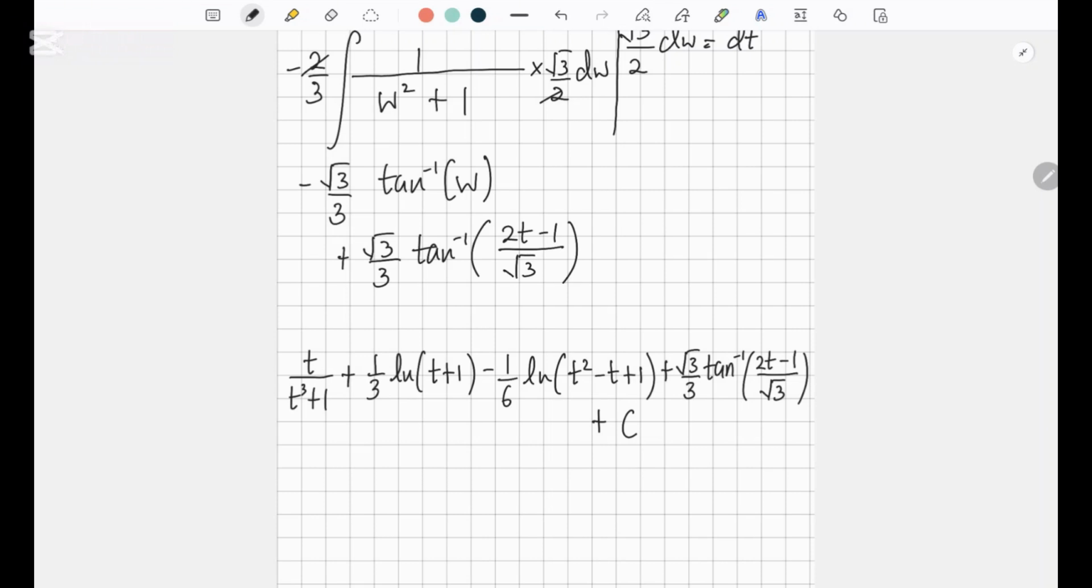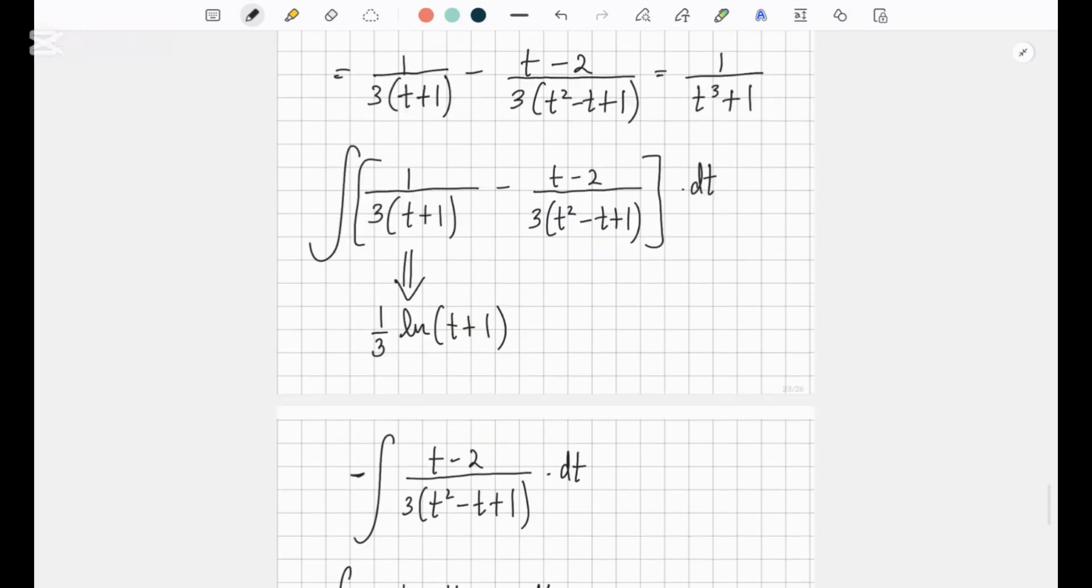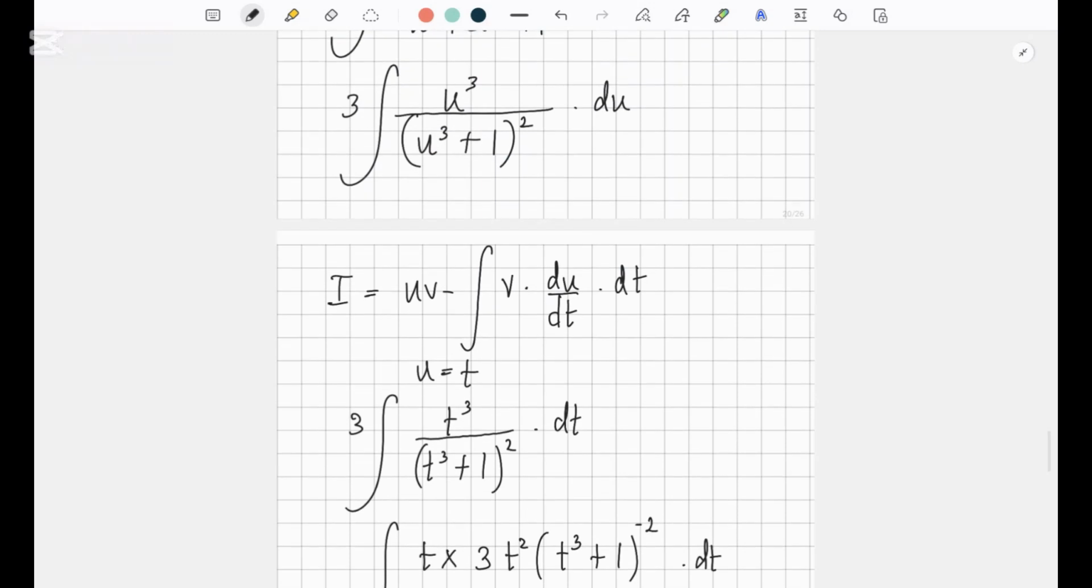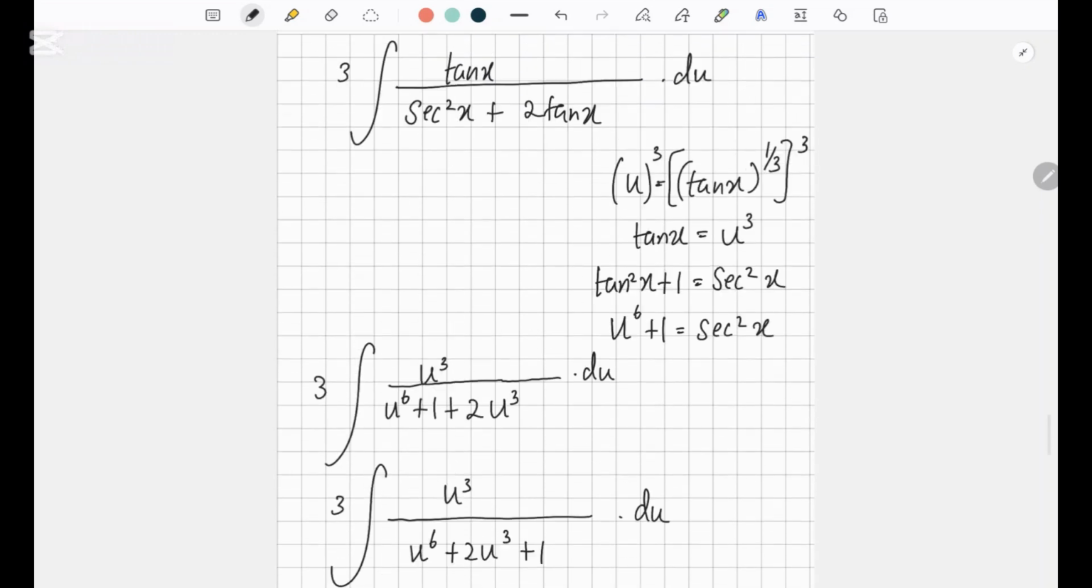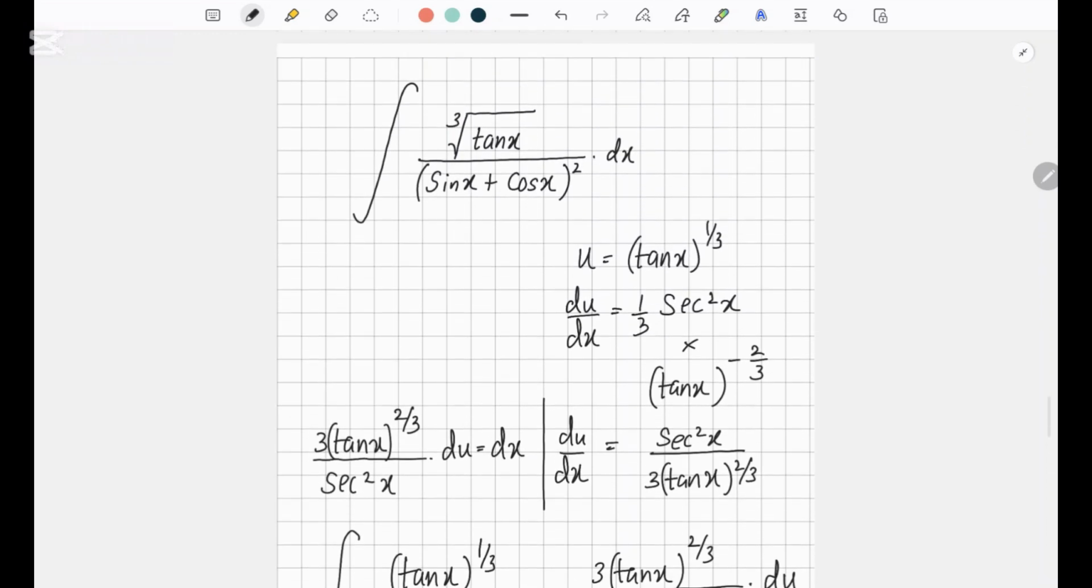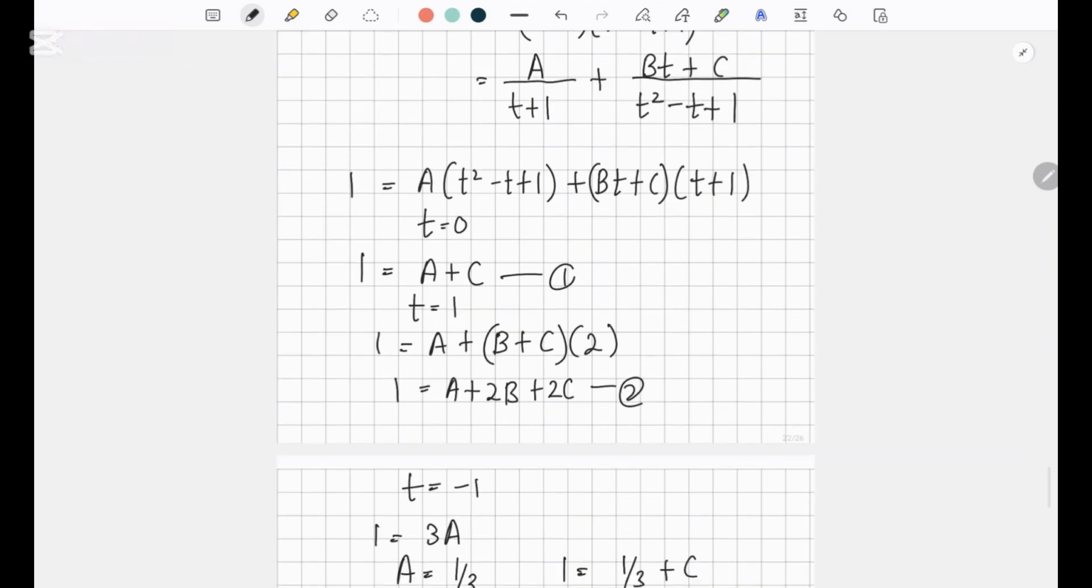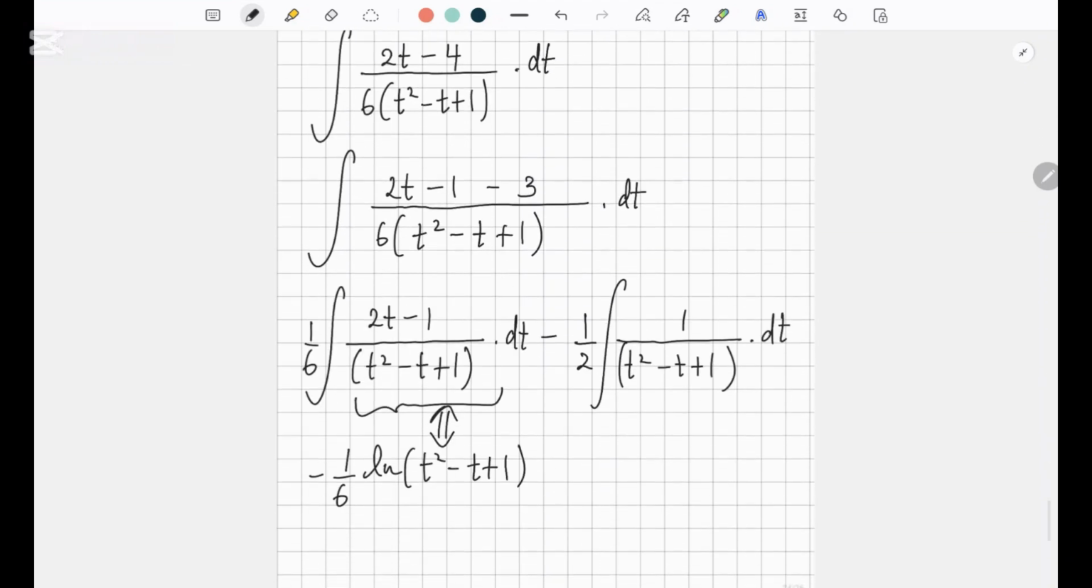But these are in terms of t, right? So I don't actually have to write it down again. You know the substitutions we took were to solve the integration by parts section. I wrote u equals t, which is the same thing. So all you have to do is put in tan x to the power 1 over 3 instead of t, and that's your final answer.